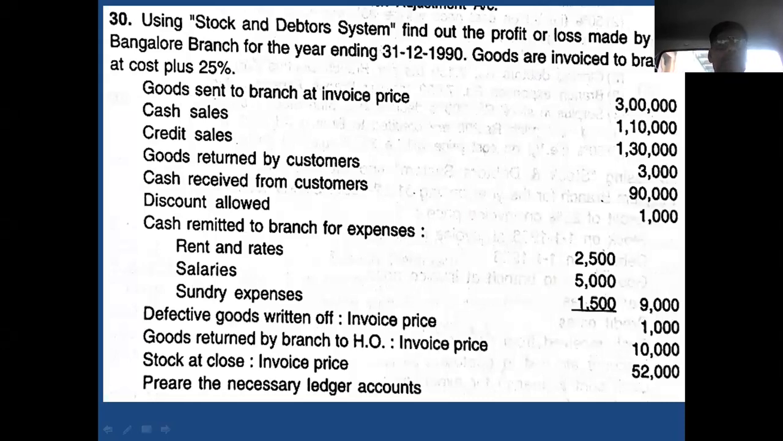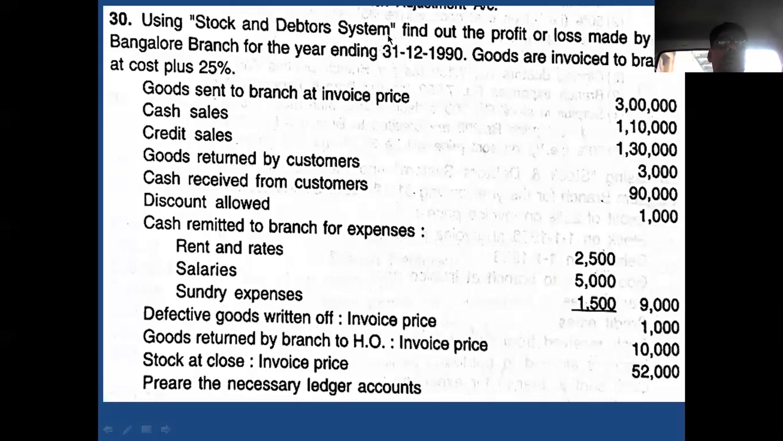Now you see example number 30. You are directly told to use the stock and debtors system. Which method do you have to follow? Okay, the stock and debtors system, the third method, to find out the profit or loss made by the branch.